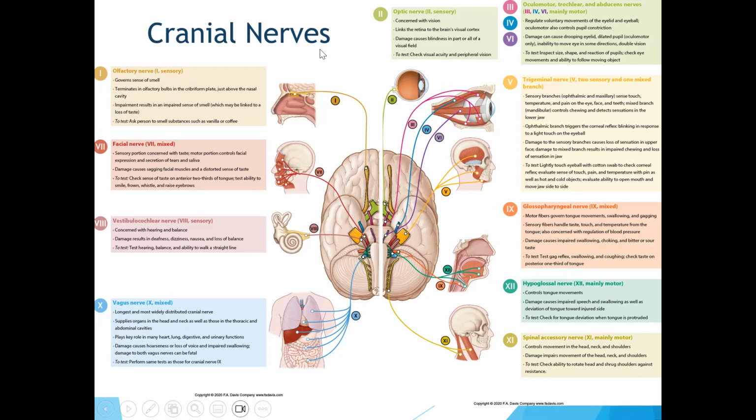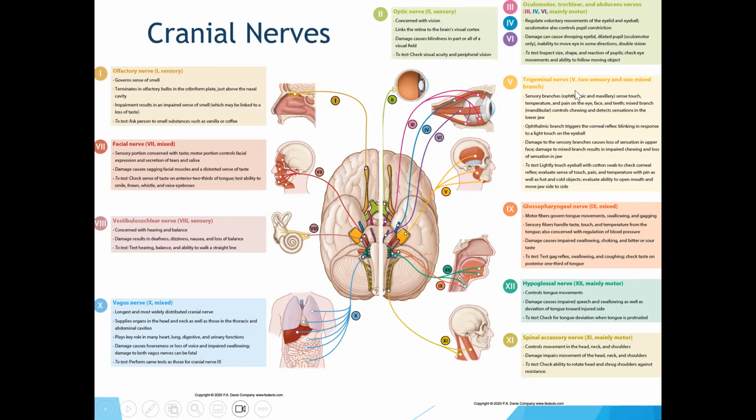Okay, so cranial nerve 1 is your olfactory nerve, so that's your sense of smell. To test that, a lot of times they use coffee or orange, or very familiar strong scents. Cranial nerve 2 is your optic nerve. That's your visual nerve. Your oculomotor nerve, your trochlear nerve, and your abducens nerve all move the eyes. They're all motor nerves that move the eyes.